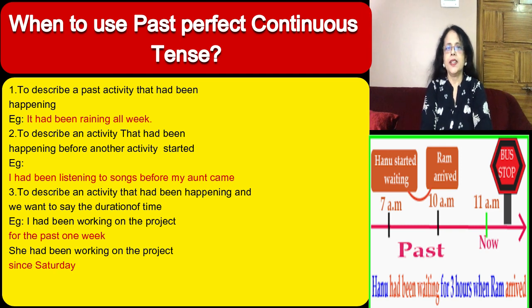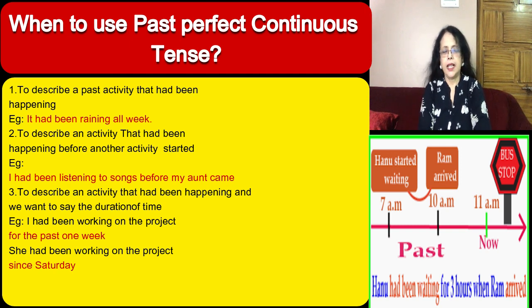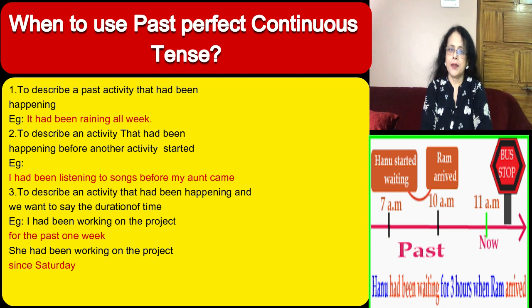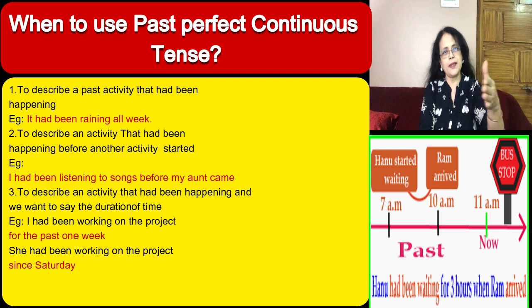Third situation, it is used to describe an activity that had been happening and we want to say the duration of the time. We want to say how long this had been happening. So in that case too, we use past perfect continuous tense. Let's look at the example. I had been working on this project for the past 1 week. What is the duration here? For the past 1 week. And what is the past perfect continuous tense here? I had been working. And we are showing the duration of time, and so we are using past perfect continuous tense.